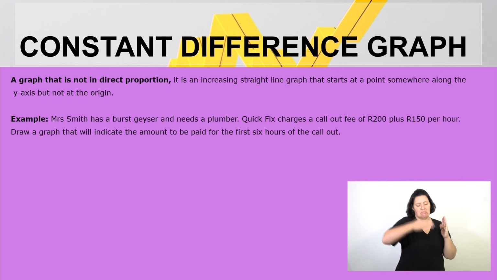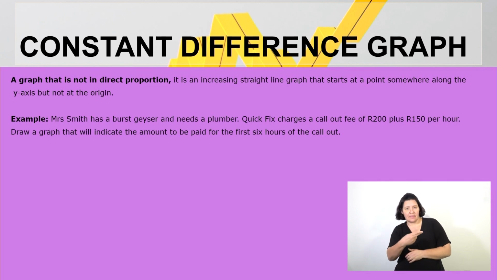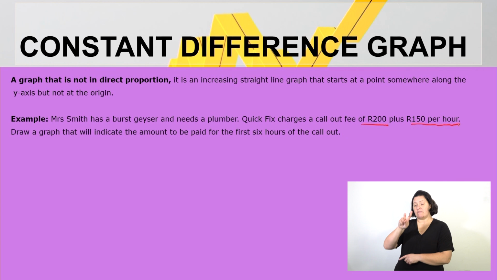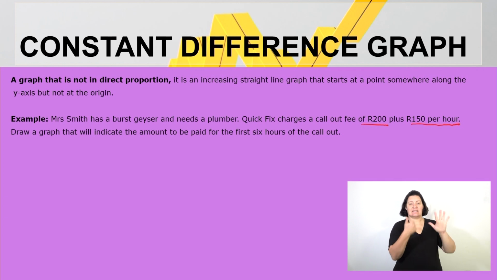Let's look at this example. Mrs. Smith has a burst geyser and needs a plumber. Quick Fix charges a call fee of 200 Rand plus 150 per hour. Draw a graph that will indicate the amount to be paid for the first 6 hours of the call out.